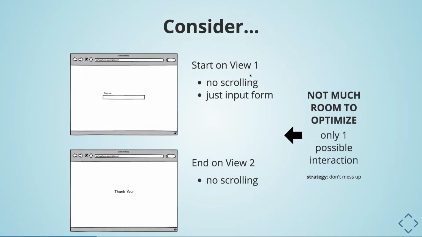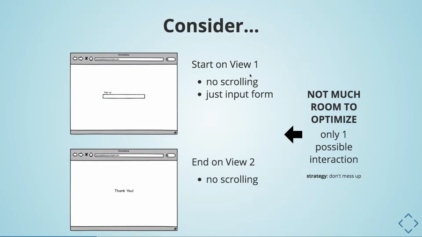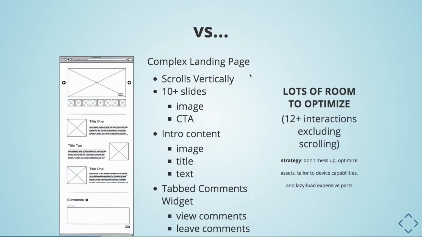And with that in mind, you look at something like this flow. You're starting on view 1, there's no scrolling, there's just an input, right? You submit that. You end on view 2, there's just a big thank you. There's not a lot of room to optimize here, right? There's one interaction. So your strategy here is basically don't mess up, right? Just don't do stupid things. We'll talk about what that means in a minute.